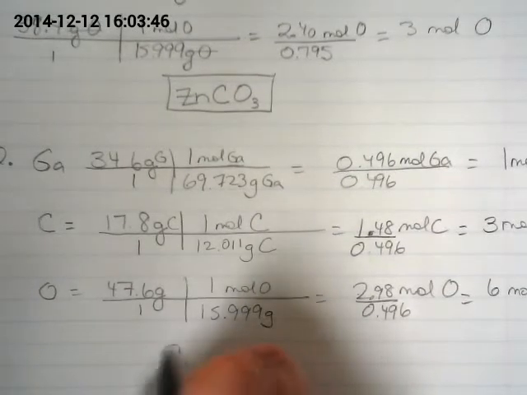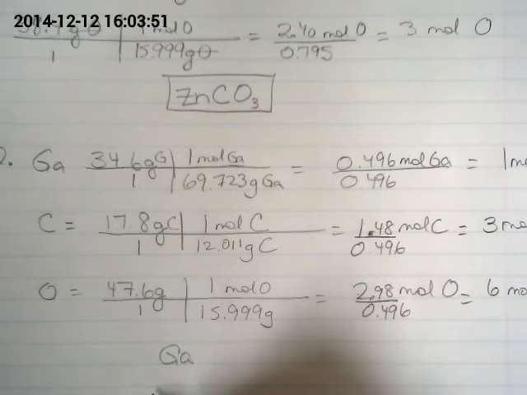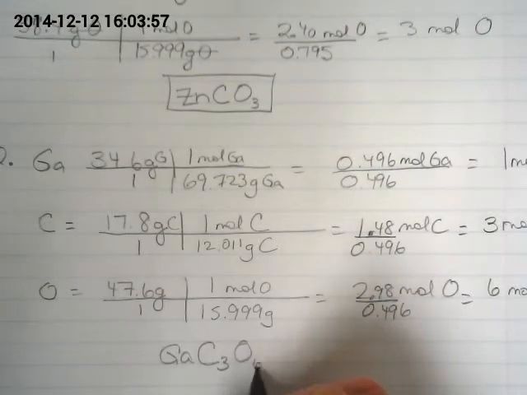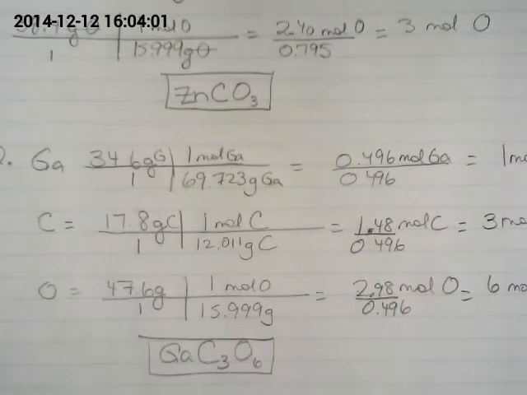Our formula will be Ga. There's one of those. Carbon, we'll need 3. And oxygen will be 6. So this is our empirical formula.